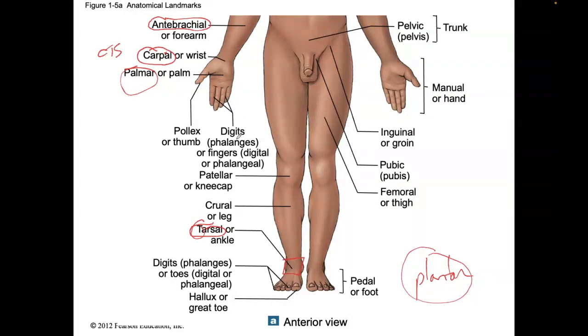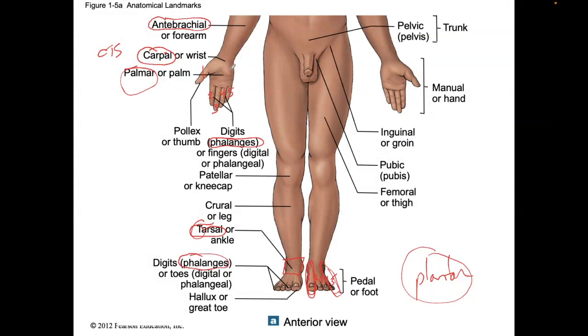The digits of the fingers are called phalanges, and thank goodness the digits of the toes are also called phalanges. The thumb is digit 1. The pointer is digit 2. The birdie or middle finger is digit 3. The ring is digit 4, and the pinky is digit 5. The same thing is true for the toes. The great toe is 1, 2, 3, 4. The pinky would be 5. So the most medial toe, the one closest to the midline of the body, is the first digit. And the more lateral toe is the 5th digit.